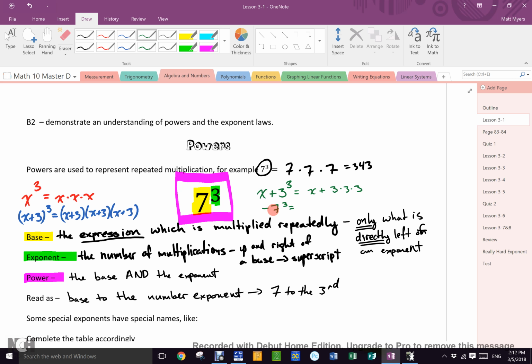If it's bracketed, then it's -7. The base here is 7. Why? Because it's left to the exponent and there's no brackets. What is the base there? Why? The brackets hold in the exponent.